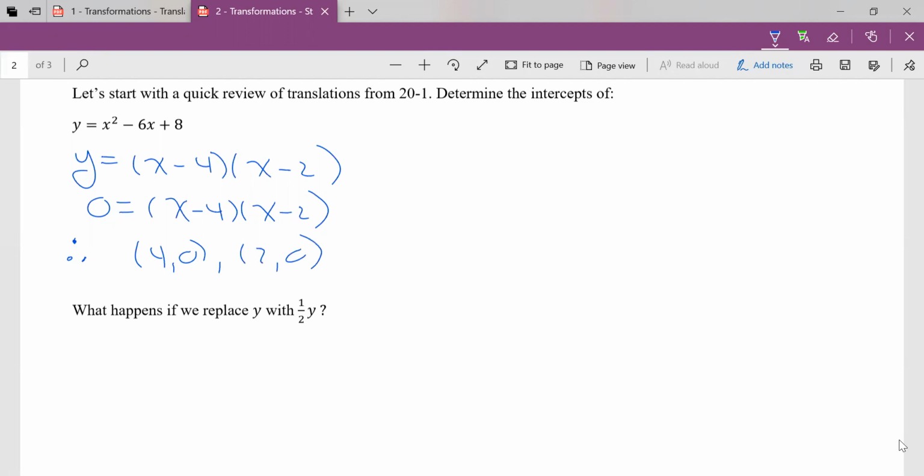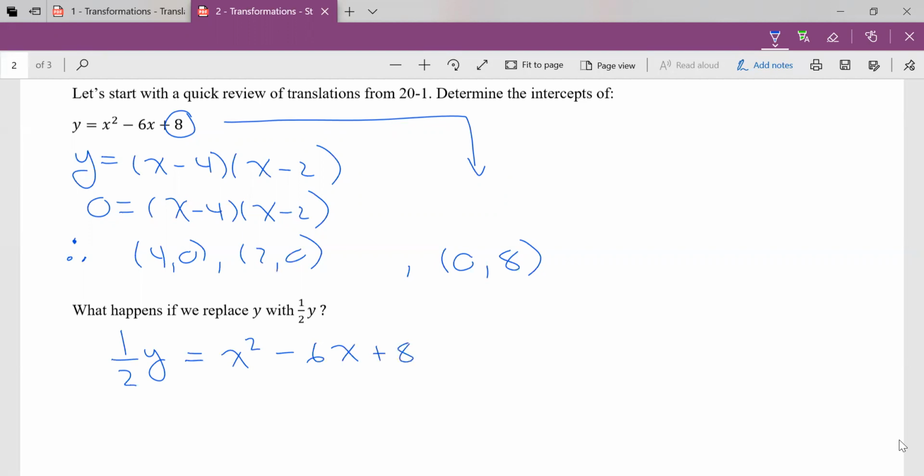Now, up here in our standard form, what's nice is the constant term, remember, gives us that y-intercept. So we've got a y-intercept at (0, 8). Okay, so there are the intercepts. Now what? He says, what happens if we replace y with 1/2 y? Strange thing to ask, but let's go and do it. Let's see why. It says replace y with 1/2 y. Okay, can do.